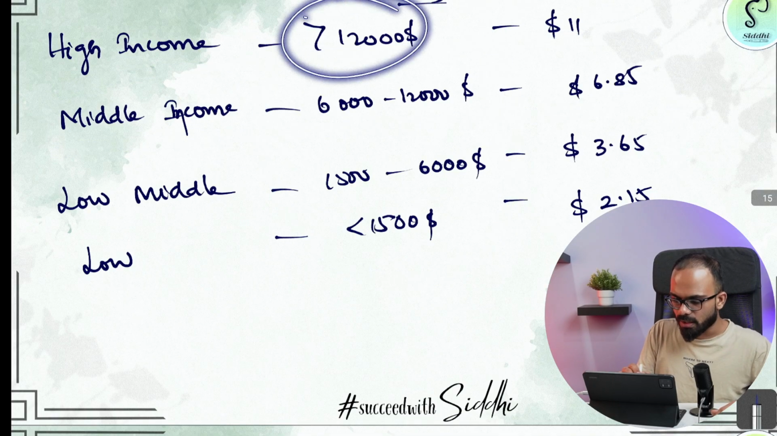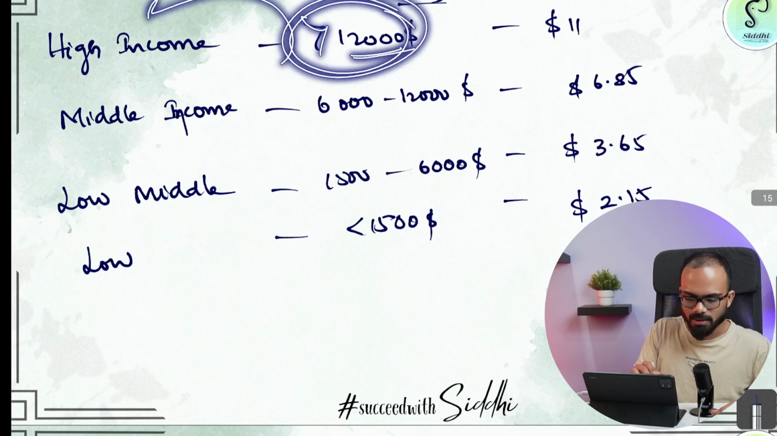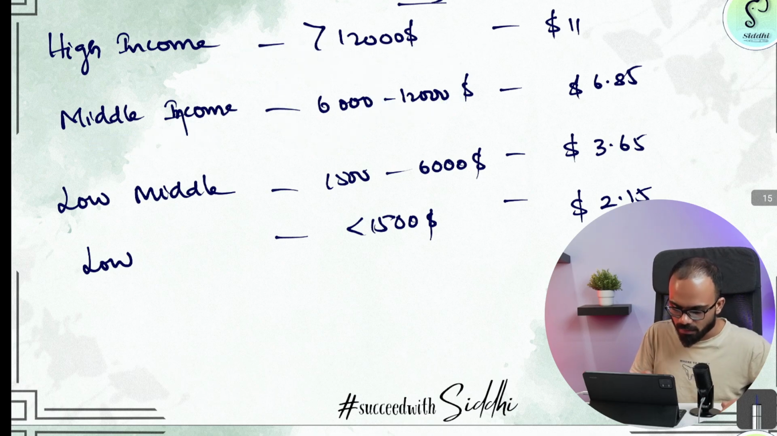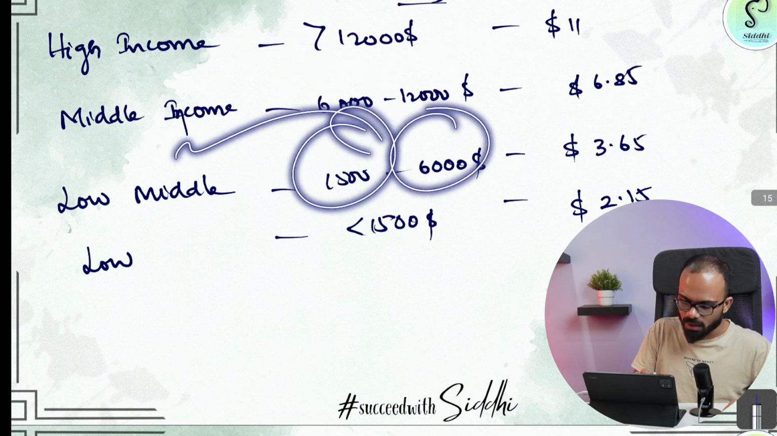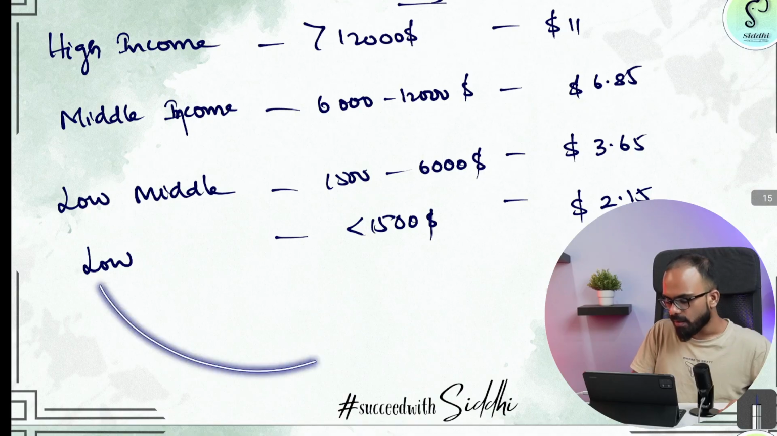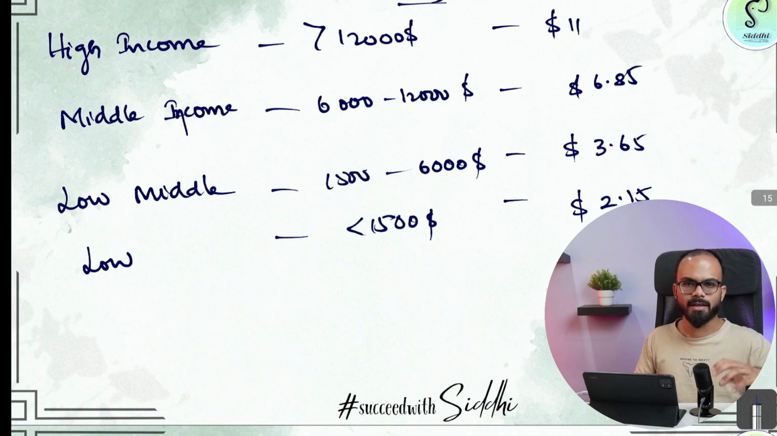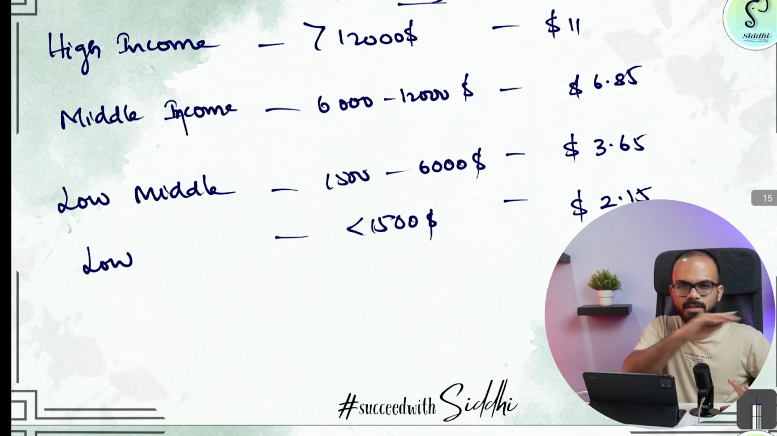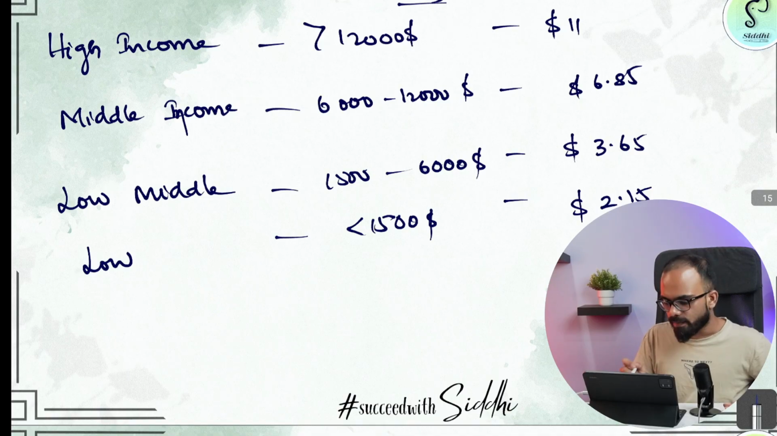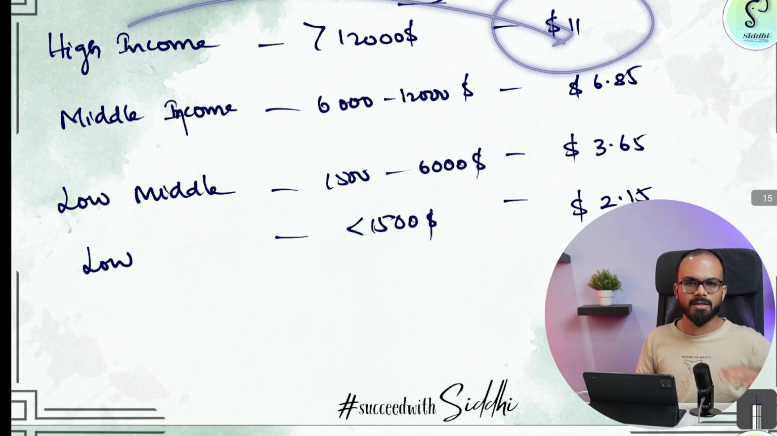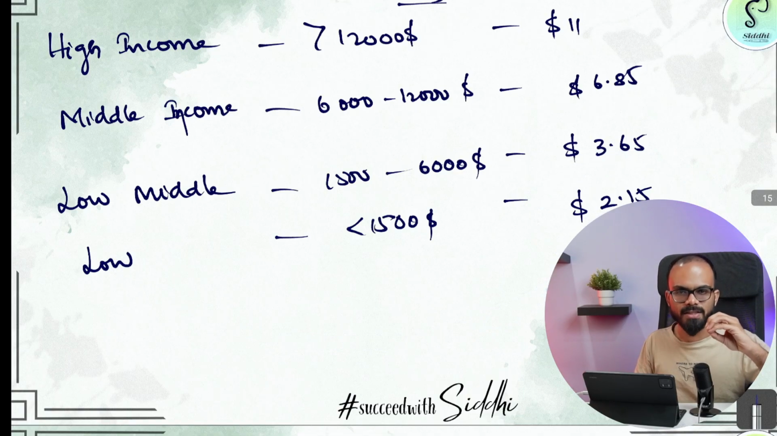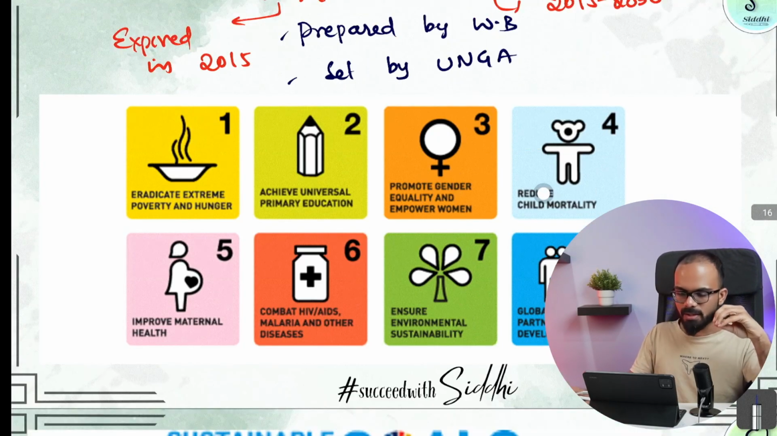GNI per capita of any country which is more than $12,000 is considered a high income group country. $6,000 to $12,000 is considered a middle income group country. $1,500 to $6,000 is a low income or low middle group country. And a below poverty line country is a country whose GNI per capita is less than $1,500. Now, based on this category, a number has been fixed which is used to determine the poverty line. The highest value is fixed for high income group countries at $11 and the lowest is fixed for the lowest income group countries at $2.15. So this is how the World Bank determines poverty.